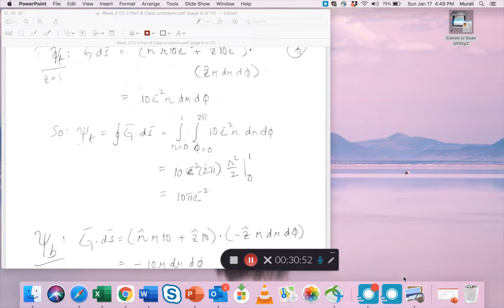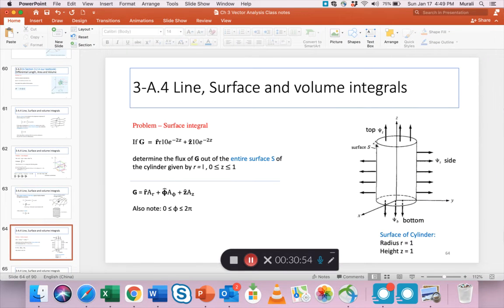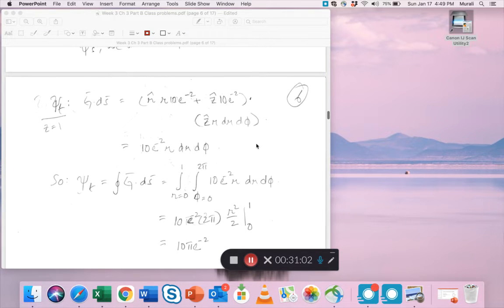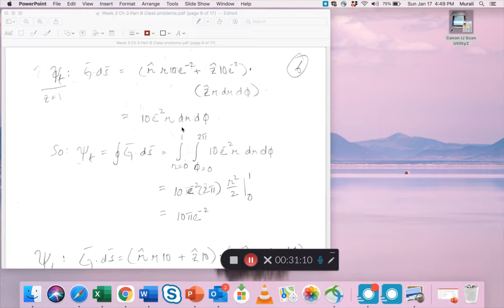For the top, again, for this section, we know the value of z, it's 1. I've given it here because we are working on the top of the cylinder. Then the rest of it is r goes from 0 to 1, the radius is from 0 to 1, and phi goes all around 360 degrees.